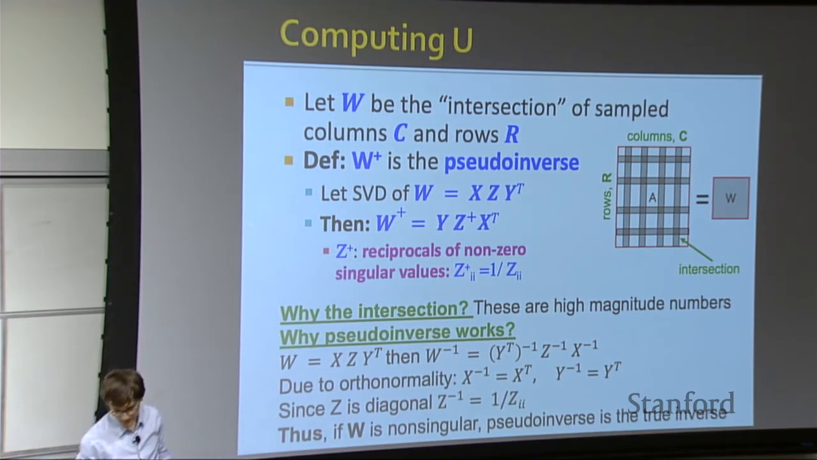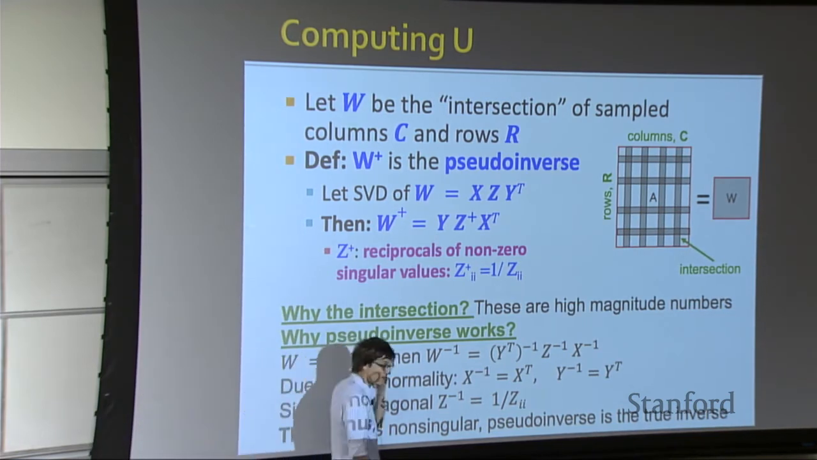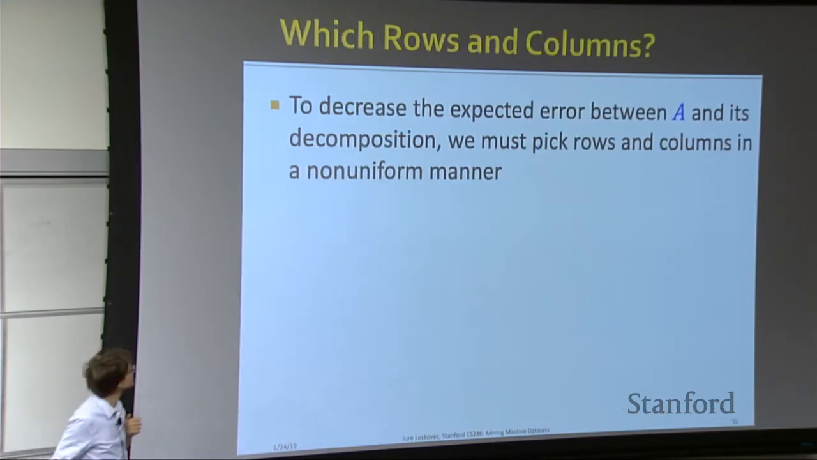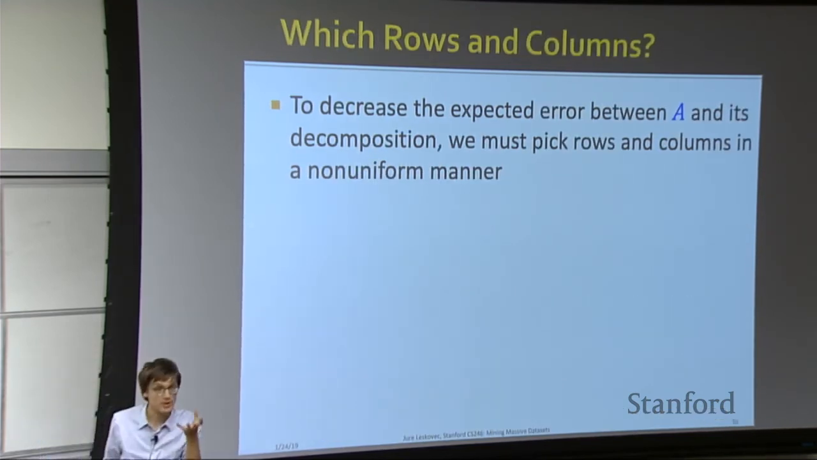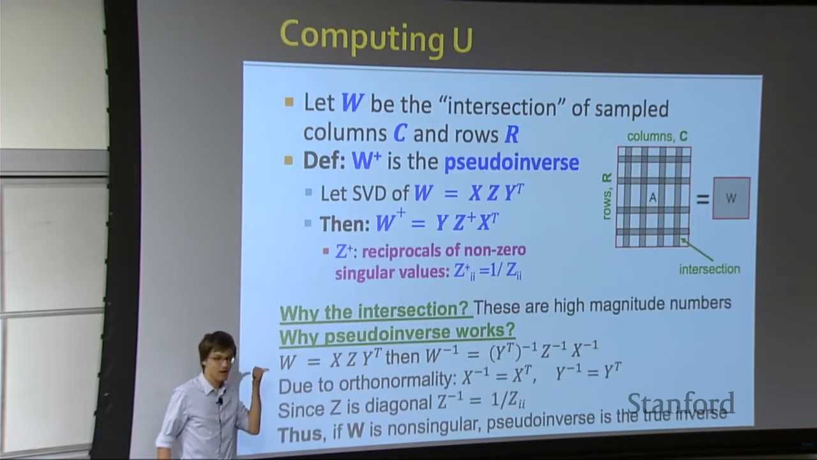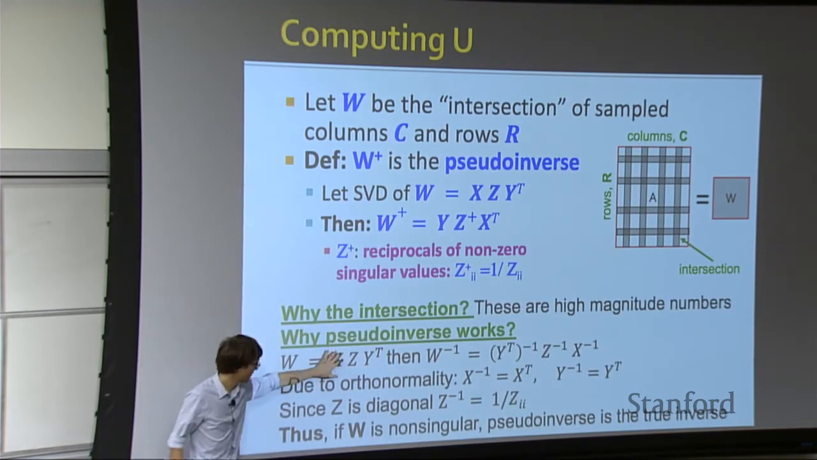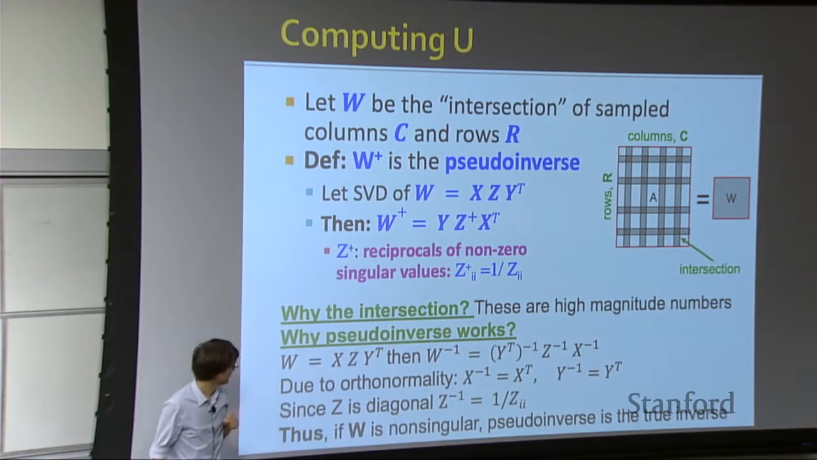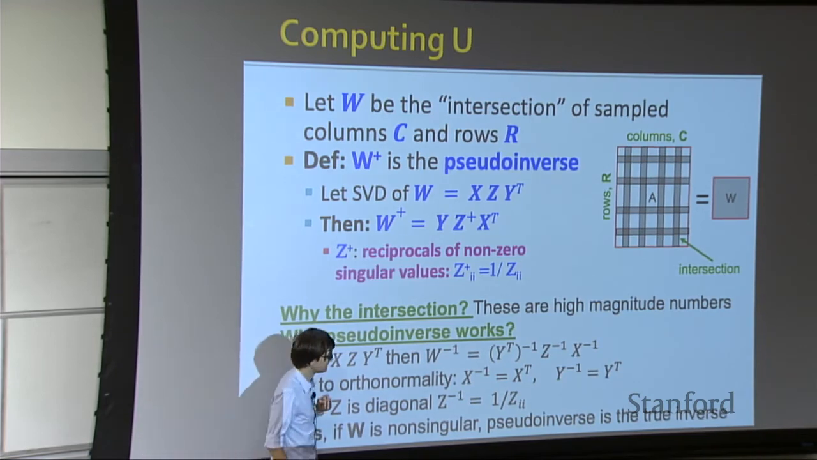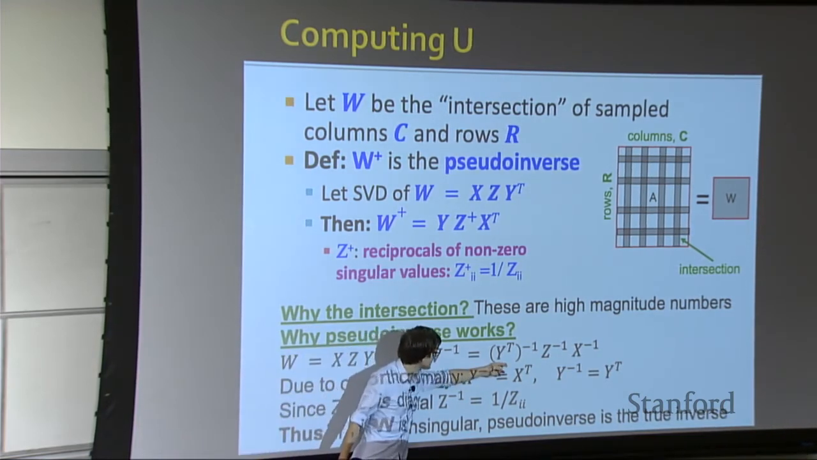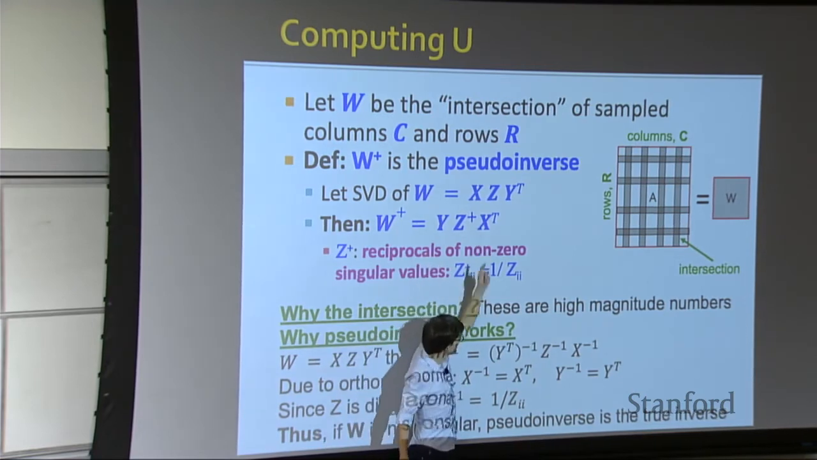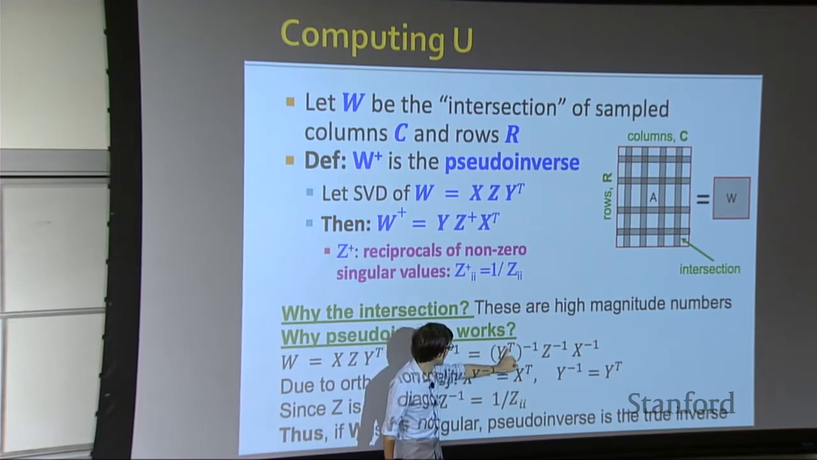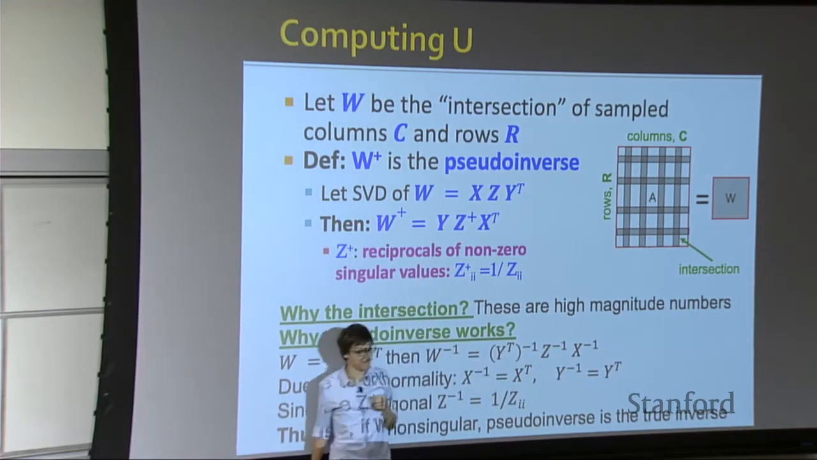Okay? So now that I explained this, I have to explain how we decide what rows and columns to sample. How do I choose rows and columns? Are there questions here? Hopefully people follow that. Okay? Yes? Yeah? Okay. That's all good. And you should see how this thing is actually that thing. It's X transpose, Z to the minus one, which is Z plus, and Y transpose transpose is Y.